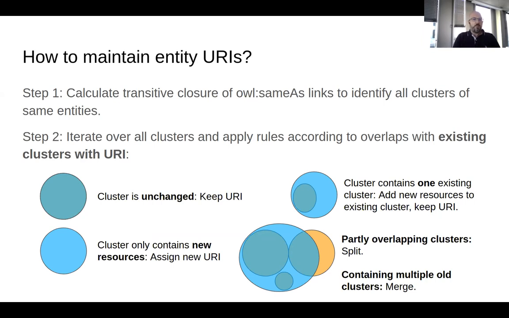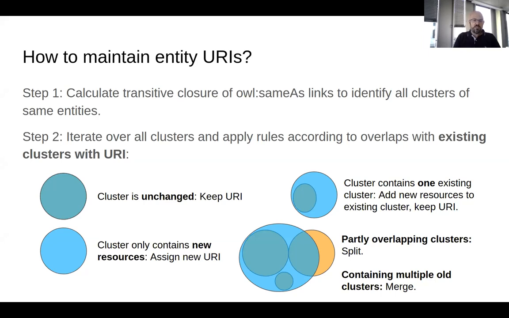And then we have something like partly overlapping clusters. So what happens if the old clusters, they are here in orange, look like this, and now you have a new cluster that overlaps or contains some of the old clusters, but one cluster is only partly overlapping. In this case, this cluster has to be split because some of the contained resources now seem to belong to a different entity and others seem not to belong to this entity. So there hopefully was, or probably was, a problem with this. So we have to split it up.